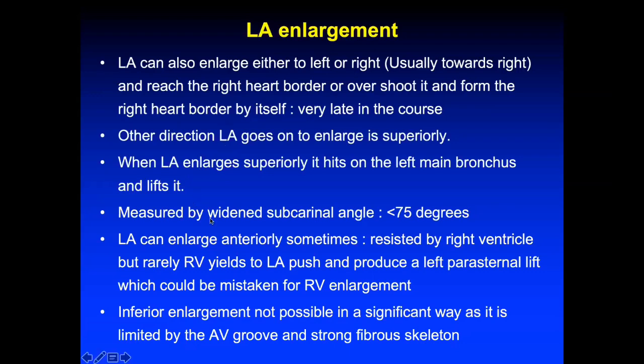Now, the subcarinal angle is normally less than 75 degrees. If it becomes more than 75, or sometimes 90 degrees, it becomes very prominent. LA can sometimes enlarge anteriorly, but anteriorly you have the right ventricle, which resists. Rarely, though, the largest left atrial diameters are seen in cases of mitral regurgitation, where you have an aneurysmal LA. In that case, it can enlarge anteriorly, lift the right ventricle, and also produce a left parasternal lift, which is quite prominent on clinical examination.